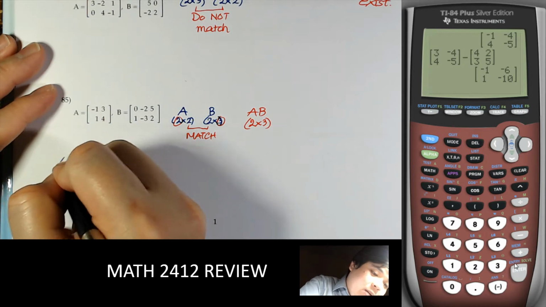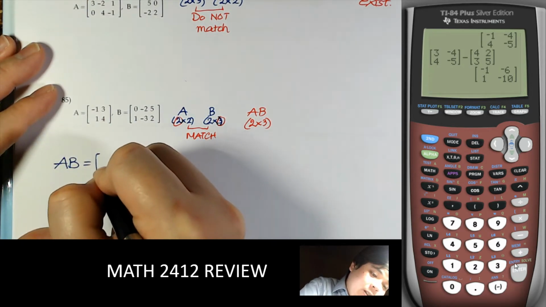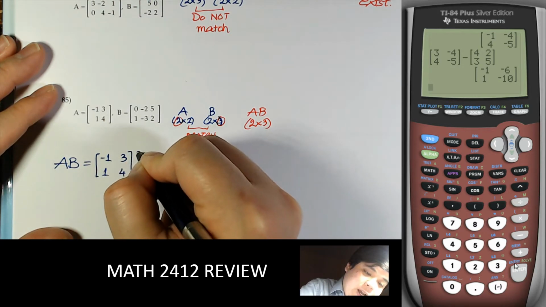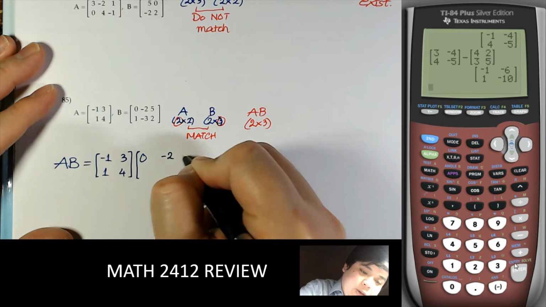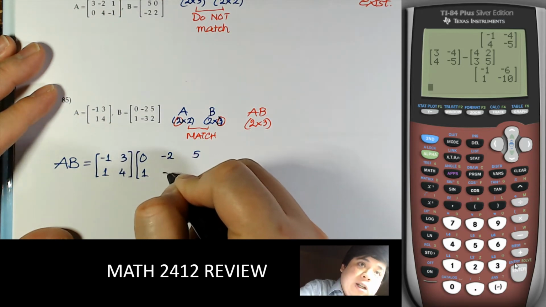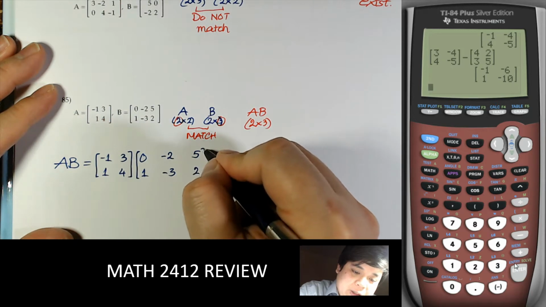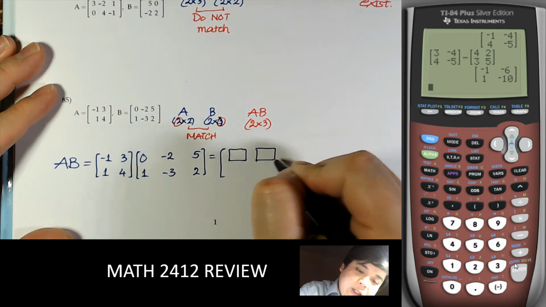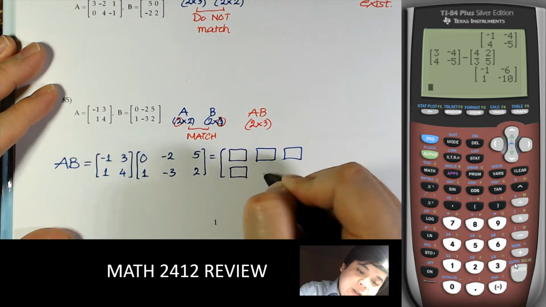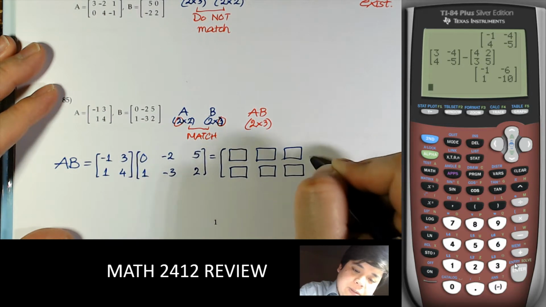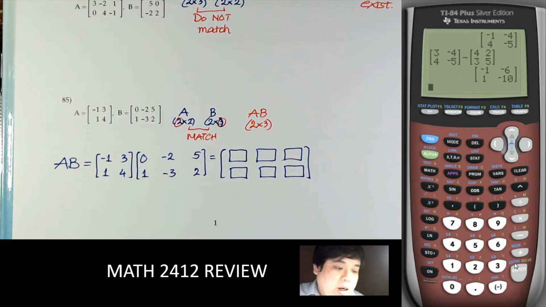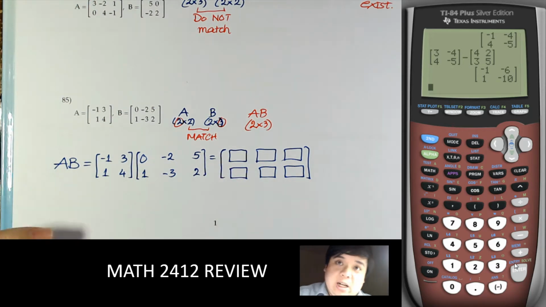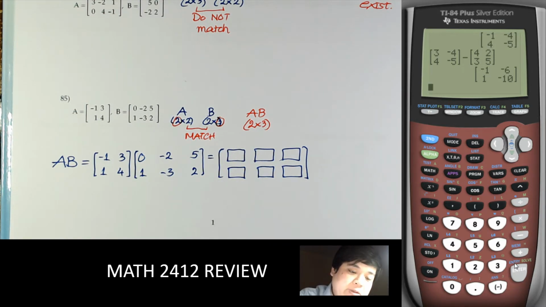So we write the problem A times B. That is A, and then B: 0, -2, 5, 1, -3, and 2. We know that when we multiply, it is going to be a 2 by 3. And then for each entry here, we just use the row from the first matrix and the column from the second matrix.